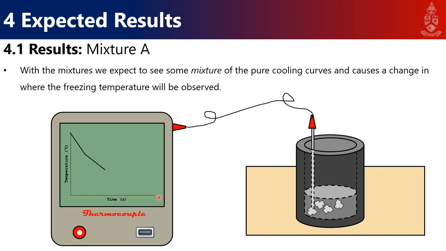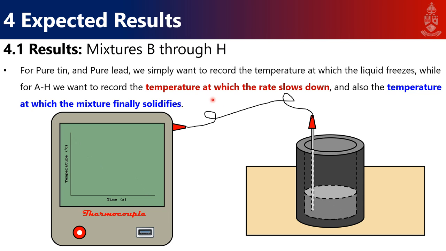Then when we have a point where we have no return, in other words, where everything has to solidify, you will have a plateau. This is our eutectic temperature. And of course, then once everything is solidified, the solid again will just decrease down to room temperature, whichever that is, from the eutectic temperature. So we have two distinct temperatures for the mixtures. The first temperature is the temperature at which the rate slows down, and the other temperature is then the temperature at which it finally solidifies.